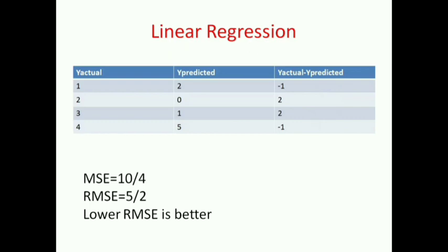Okay. And now for finding the mean of the squared error, you need to divide by the number of points. Here it is 4. So mean squared error becomes 10 divided by 4. Root mean square error is the square root of this mean squared error, that is 5 by 2. Also, keep in mind, the lower the root mean square error is, the better the model is. So whenever we compare two different models, if the root mean square error for one model is smaller compared to the other, we can say that the model with the smaller root mean square error is better than the other one.